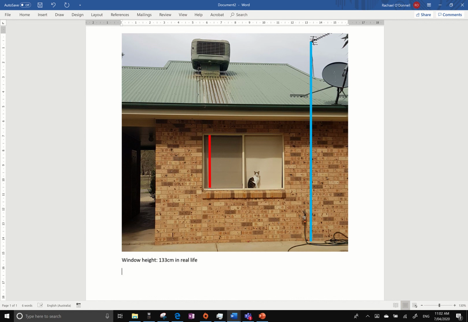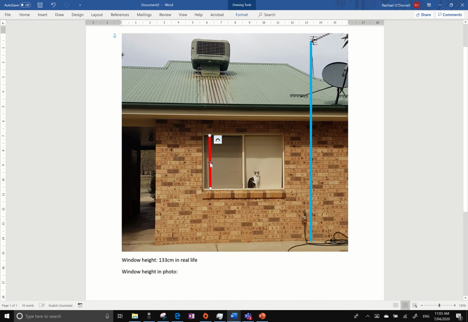Okay, so window height in photo, this is where this line comes in handy. So we will double check that we have the ends in the right spots. So that one could go a little further down as well. Make sure it's nice and square. Okay, a little further up. All right, so that looks pretty good.